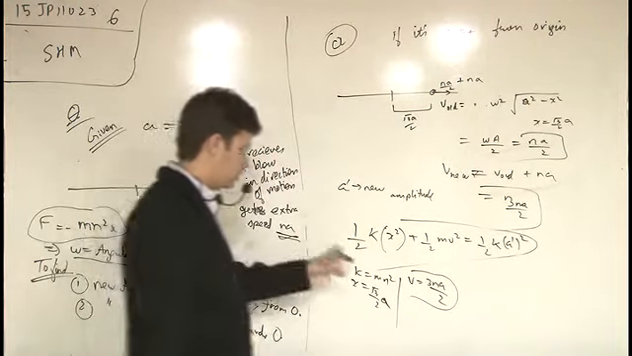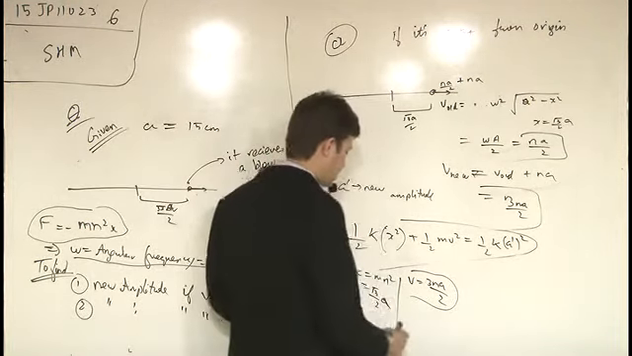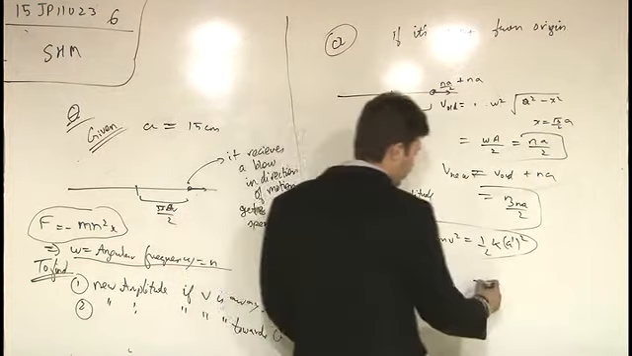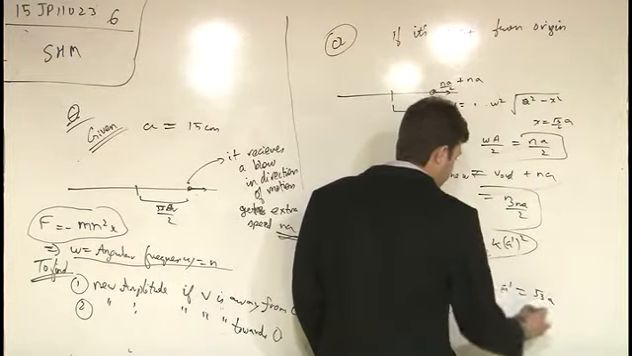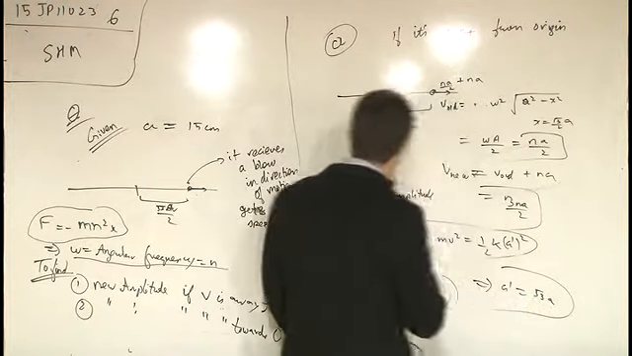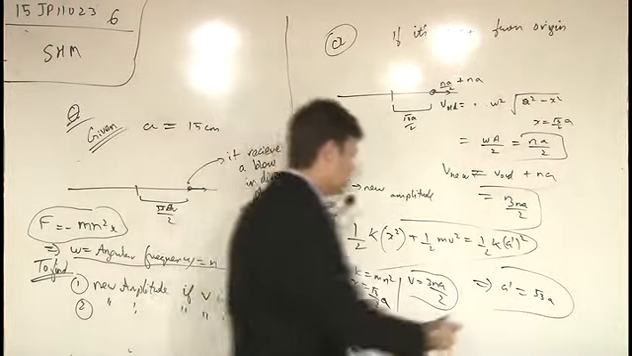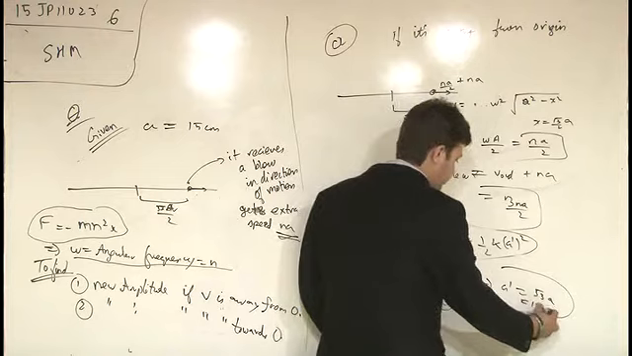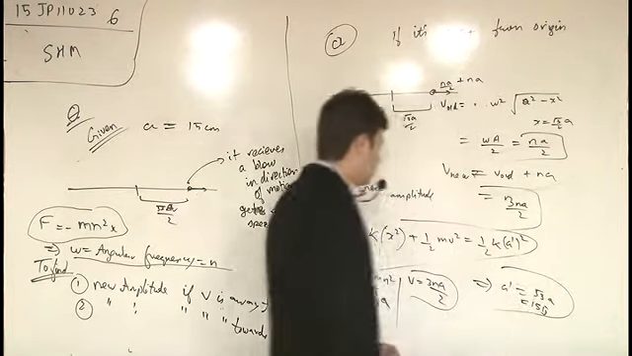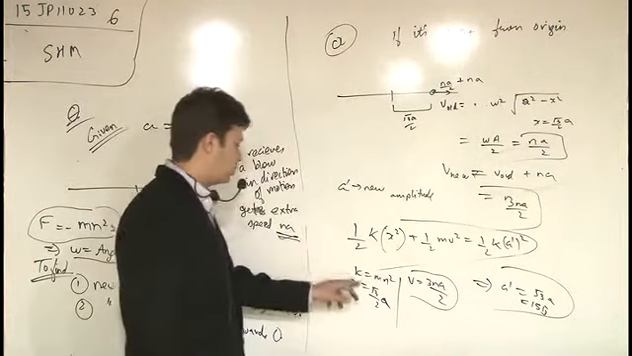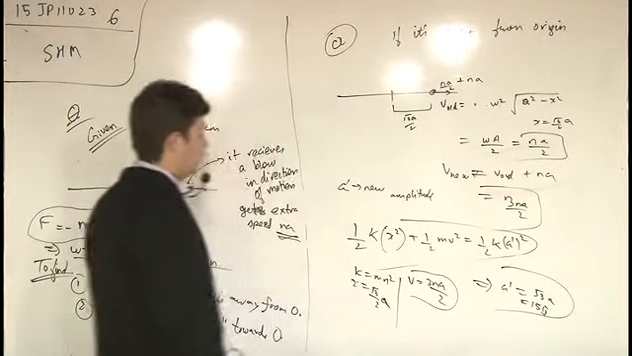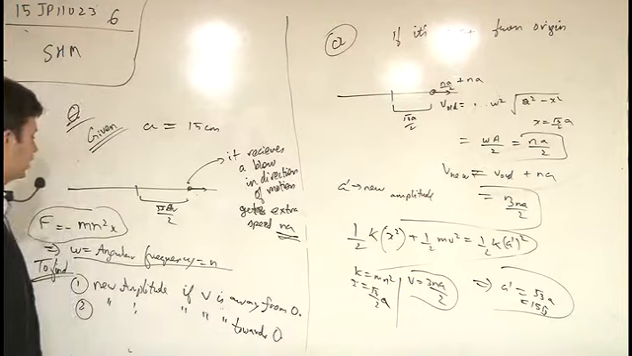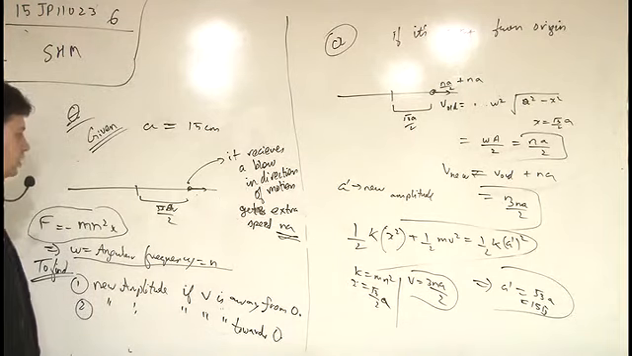If you put these values in this and solve, you will find that a dash comes out to be equal to root 3 a, and if a is 15 centimeter, a dash comes out to be 15 root 3. You have to solve this equation, put the values respectively, and then you will get the answer. So the new amplitude becomes 15 root 3 if it is moving away from origin.